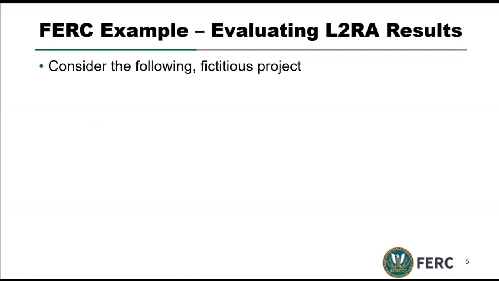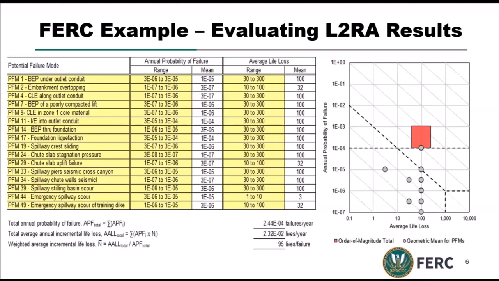So considering the following fictitious project example. Here we go. Here's our table and our chart that we've talked about before. I'm not going to give you a lot of information, but here's what we have, okay? These were all the failure modes that got routed into the level two risk analysis. There are quite a few more, but they've been excluded, screened out, ruled out for various reasons, and the justification is documented. But now we've got this, and the case has been made in the report for each one of these, okay? And we've got a risk matrix plot all the way over here, okay?